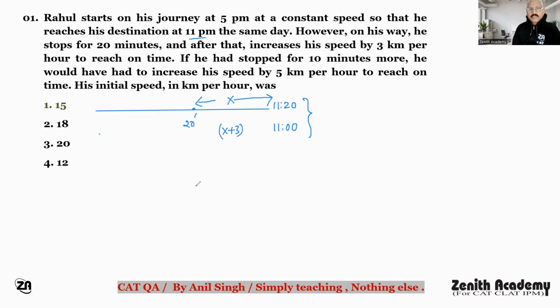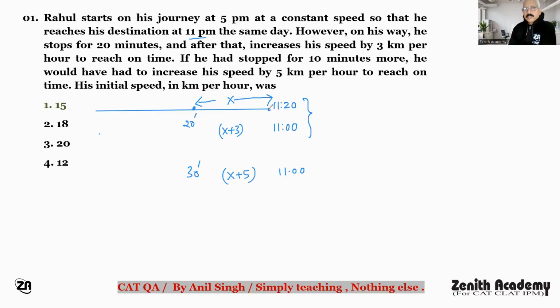In second case, if he stopped here for 30 minutes, it is given if he had stopped for 10 minutes more, means 20 plus 10, 30. Then he would have had to increase his speed by 5 kilometers. Then his increased speed will be x plus 5. Then he only would be able to reach here at 11 p.m. This is the question.